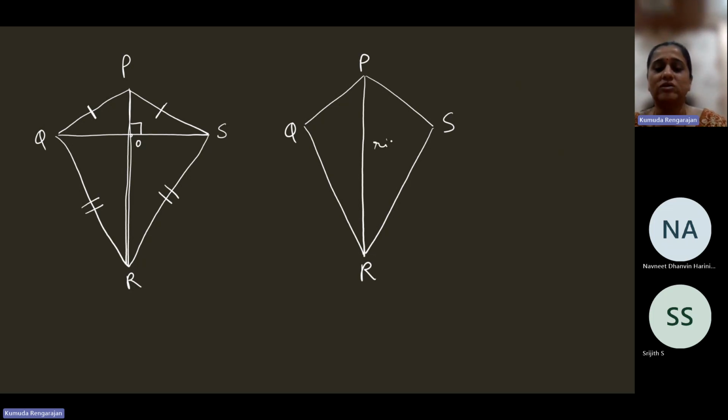If I call this the triangle on the right side and this one the triangle on the left side, if you fold the kite along PR, you make a crease and fold, you will see that this right triangle falls exactly on the triangle on the left side. The triangles will coincide. That means they are identical triangles. When will they coincide? Only when they are identical.